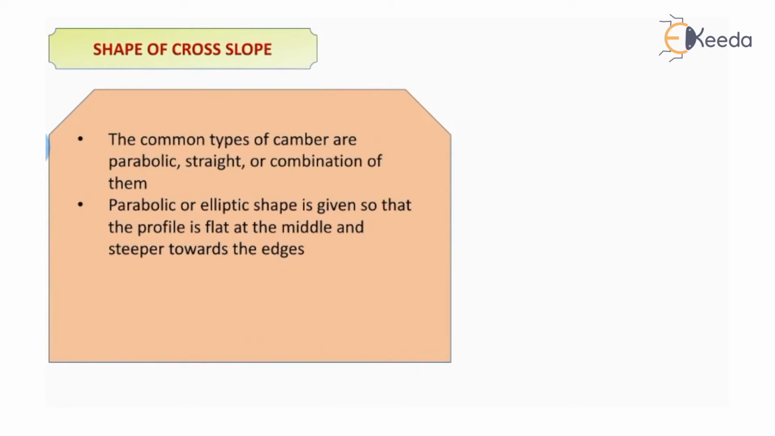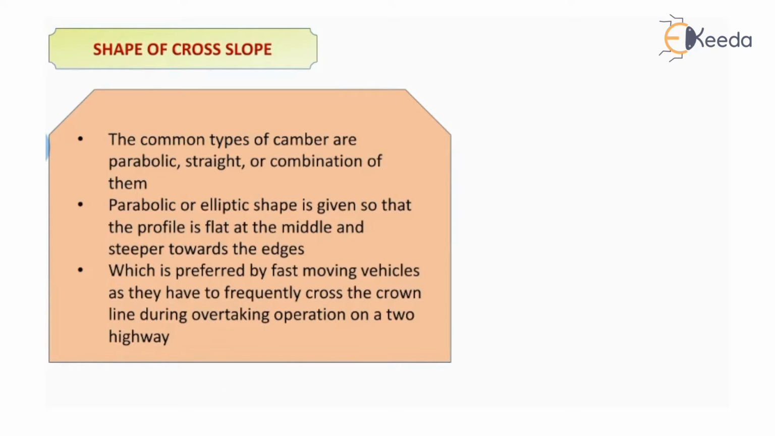Our next topic is the profile or shape of cross slope. The common types of cambers are parabolic, straight, or a combination of them. Parabolic or elliptical shape is given so that the profile is flat at the middle and steeper towards the edges, which is preferred by fast-moving vehicles as they frequently cross the ground line during the overtaking process on a two-lane highway, as I have discussed before.